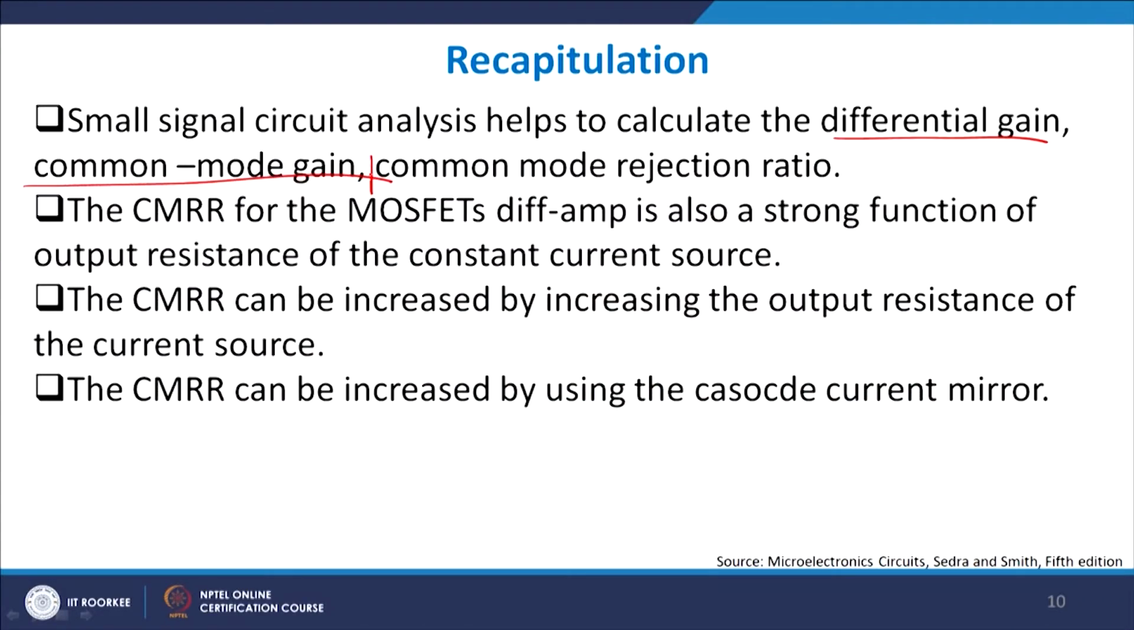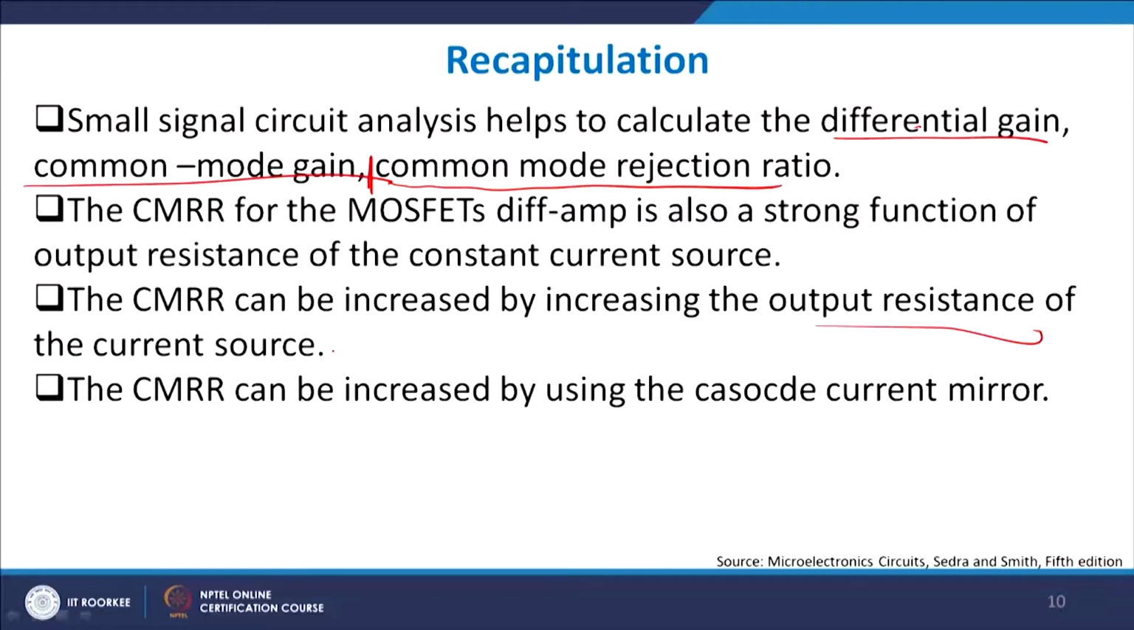So let me recapitulate what we have done till now, and let me see what we will learn further. In any small signal circuit analysis, where we assume that transconductance is there for a device which converts a voltage into a current source, we will be able to calculate the differential gain, common mode gain, and the common mode rejection ratio. In fact, the first two are very important. Automatically the third one comes out of the difference between the differential mode and common mode gain.